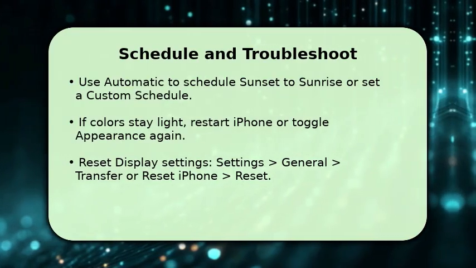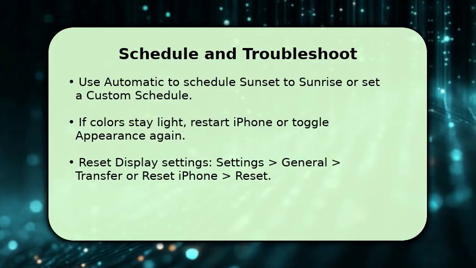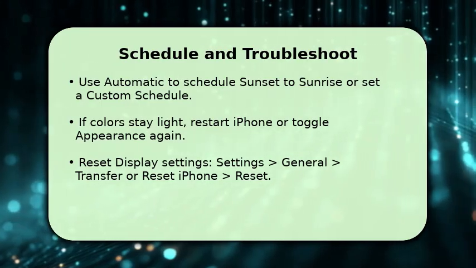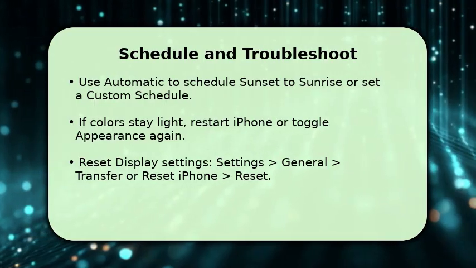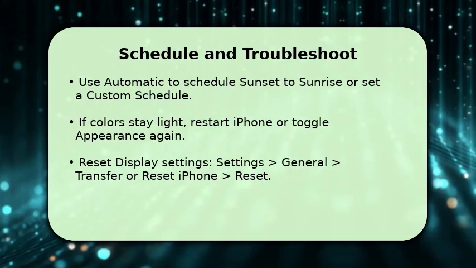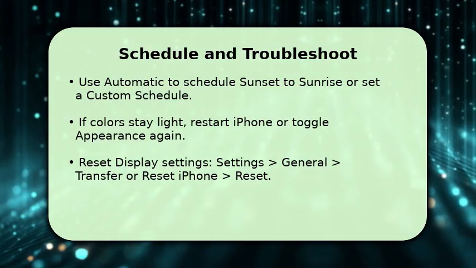If dark mode doesn't apply, restart your iPhone and toggle appearance again. That resolves most glitches. As a last resort, reset display settings through General, Transfer or Reset iPhone, Reset. This clears display.